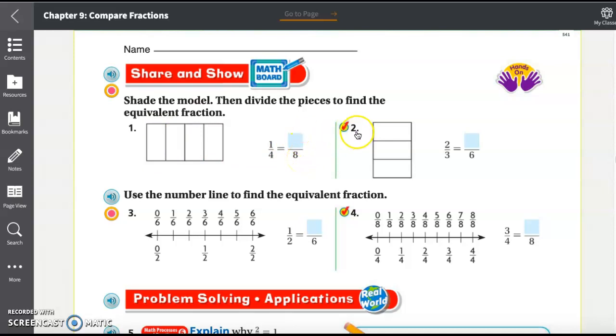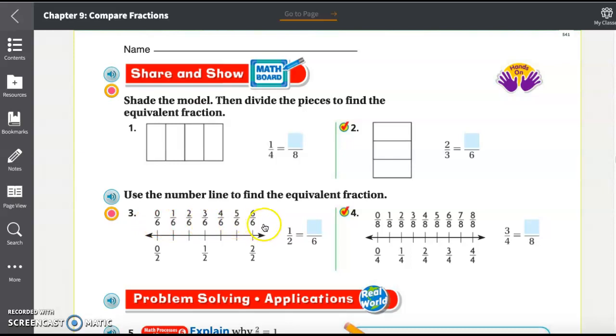All right, number 2, 2/3. Shading this top part, shading this one for 2, and then 3. And now we got to divide it into 6. Same thing, draw a line from the top middle to the bottom middle. And now you have 6 parts. And how many are shaded now? 4. 1, 2, 3, 4. 4/6. Okay. Number 3, same thing.